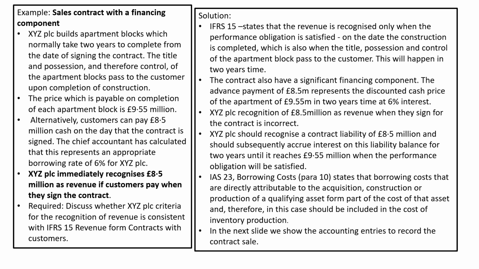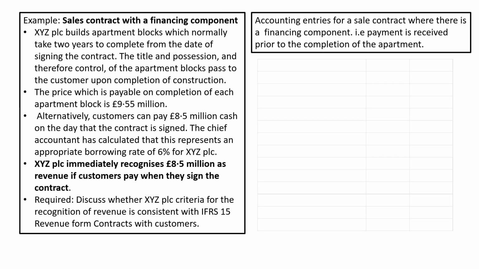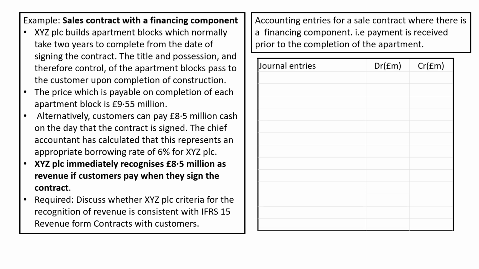In the next slide, we will show the accounting entries to record the contract sale. Now we look at the accounting entries for a sales contract where there is a financing component, i.e. payment is received from the customer prior to the completion of the apartment. Start with the journal entries. We received the cash in year 1 of 8.5 million, we debit it, and we credit contract liability in year 1 of 8.5 million.